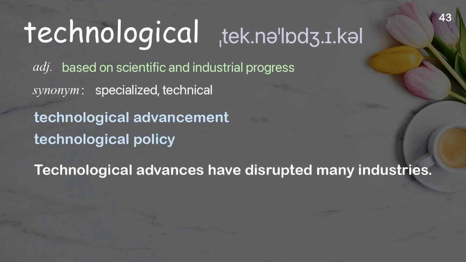Technological: based on scientific and industrial progress. Examples: technological advancement. Technological policy. Technological advances have disrupted many industries.